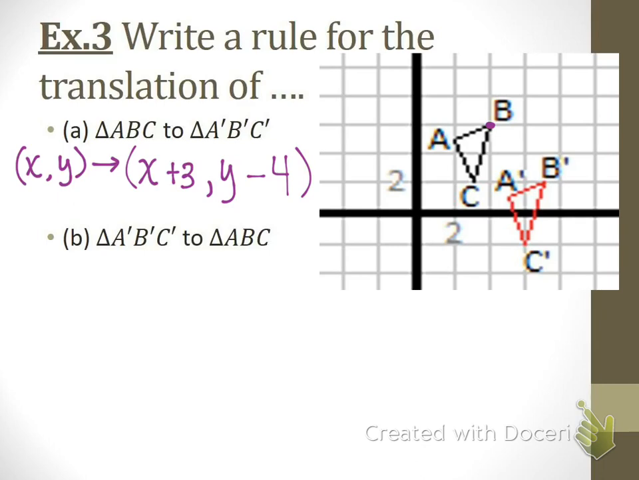Questions, concerns about this? Okay, now to do the reverse direction should be really easy. What's the only thing you really need to do? Swap your signs. Okay, so instead of going right and down, now we're going backwards. So we're going left and up. But we still have x, comma, y, arrow. Now it's going to be x -3 and y +4.